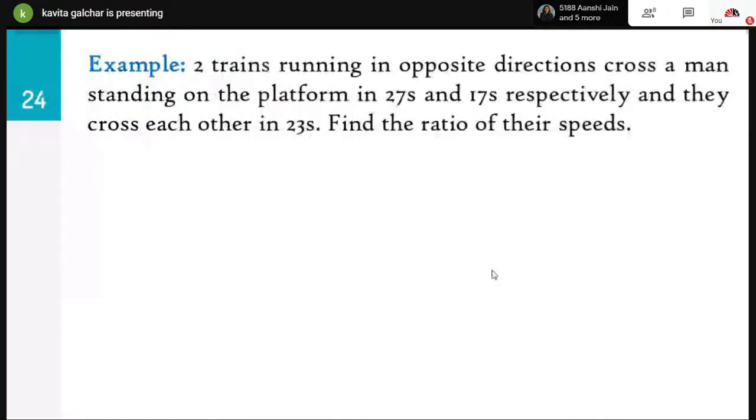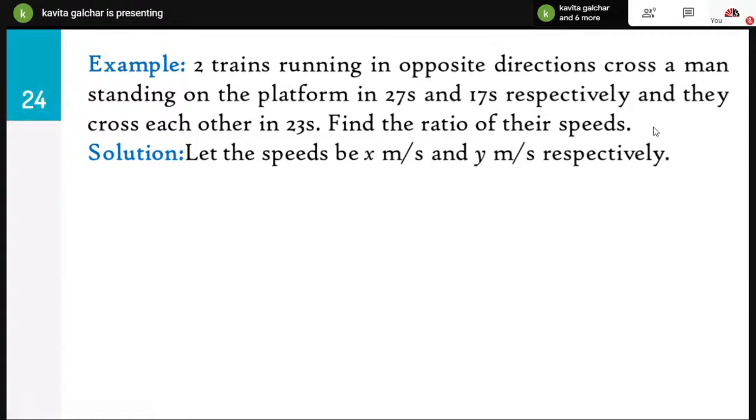So the next one. Two trains running in opposite direction cross a man standing on the platform in 27 seconds and 17 seconds respectively. And they cross each other in 23 seconds. Find the ratio of the speeds. I don't know what are the speeds of both the trains. So, let them be x and y respectively.